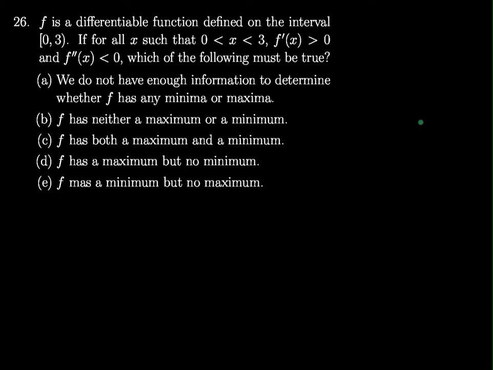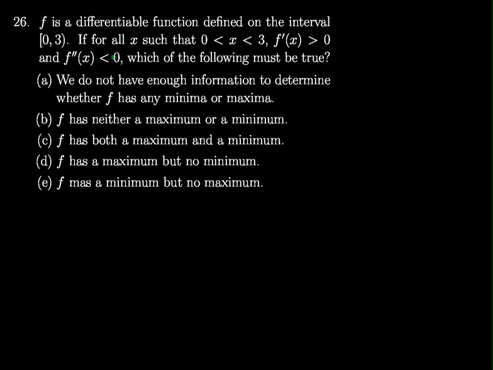Problem 26. F is a differentiable function defined on the interval 0 to 3, closed on the 0, open on the 3. If for all x such that 0 is less than x is less than 3, f prime of x is greater than 0, and f double prime of x is less than 0, which of the following must be true?